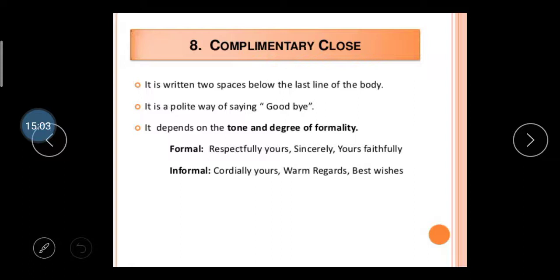Two examples are given for the complimentary close. First of all, the formal ones are respectfully yours, sincerely, or yours faithfully. Then informal may be accordingly yours, warm regards, best wishes. Okay, so whenever you write a formal letter, you have to consider yours faithfully, sincerely, truly. Okay, in an informal letter you can consider regards, best wishes.